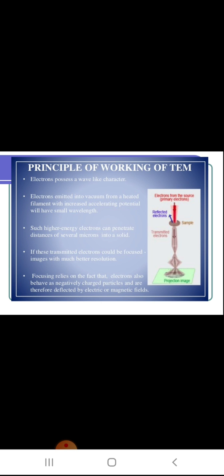chamber of the microscope. The principle behind the working of transmission electron microscopy is that electrons possess a wave-like character. Electrons emitted into vacuum from a heated filament with increased accelerating potential will have small wavelengths. Such high energy electrons can penetrate a distance of several microns into a solid. If these transmitted electrons could be focused, an image with much better resolution is obtained. Focusing relies on the fact that electrons also behave as negatively charged particles and are therefore deflected by electric or magnetic field.